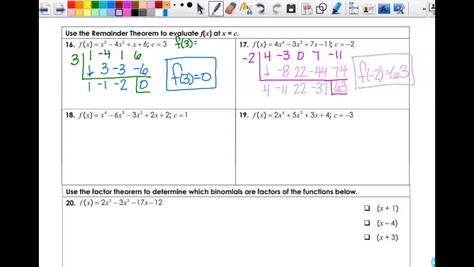All right, number 18. I know that 1 goes on the outside. That's a 4th degree, 1, 2, 3, 4, 5. I have 5 terms, so my numbers will take care of themselves. I have 1, negative 6, negative 3, 2, and 2.